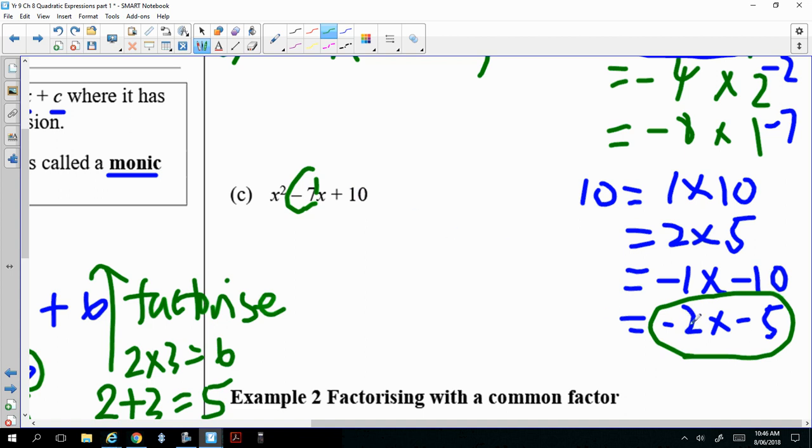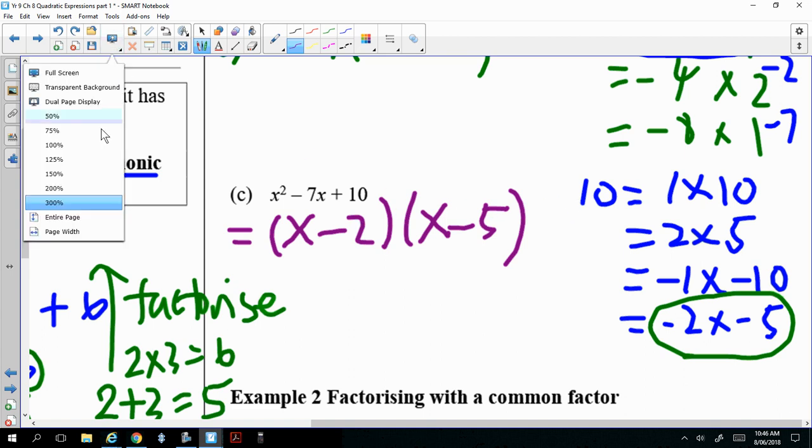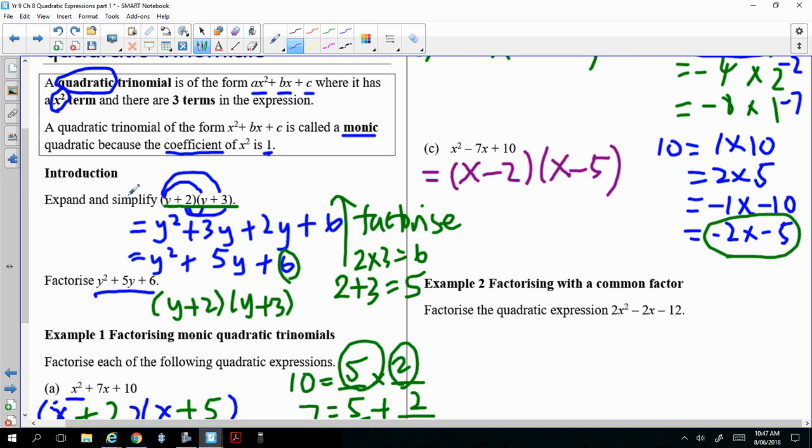All right, good. So let's write it down. Therefore, you become x minus 2, x minus 5. Get the idea? The 10, because negative 2 times negative 5 is positive. So in this topic, you need to be good with positive and negative numbers mentally, so you can work this out in your head, okay?